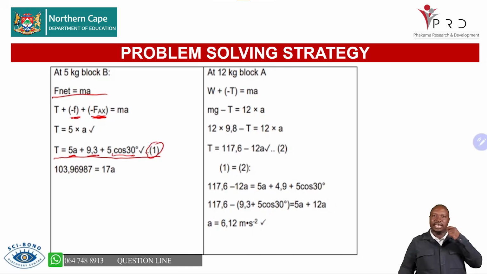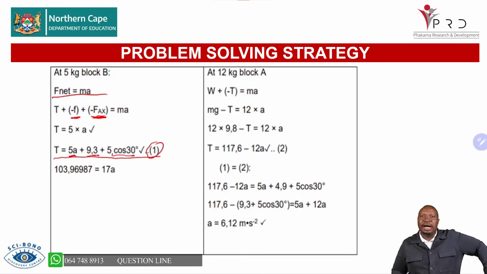We're bringing back maths here. Remember, you have been dealing with simultaneous equations. Remember, you have two unknowns here. You have T and 5a.